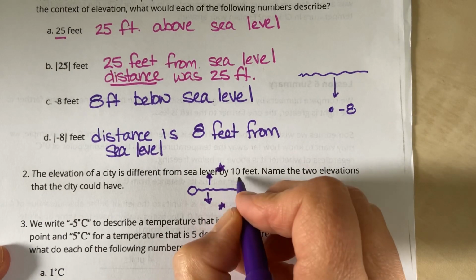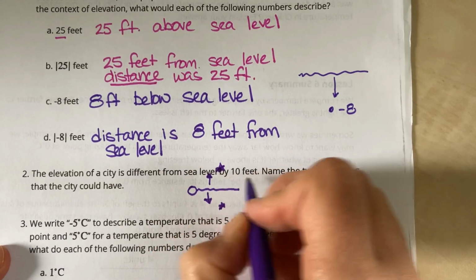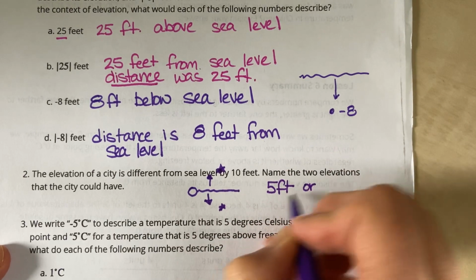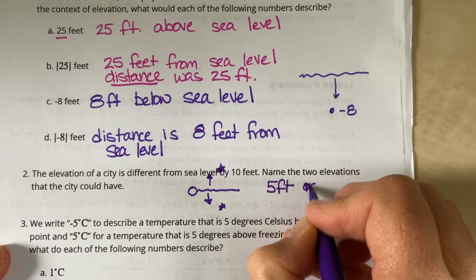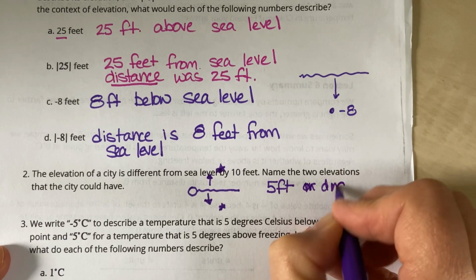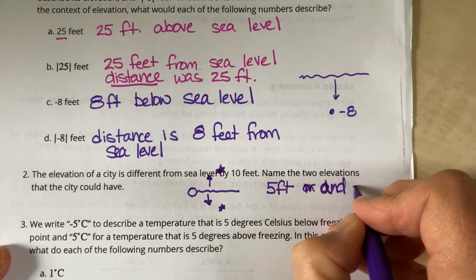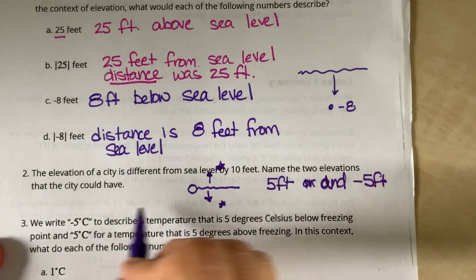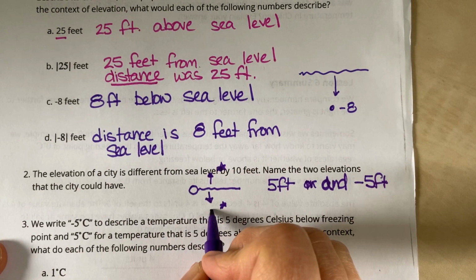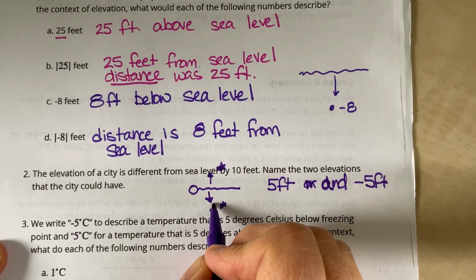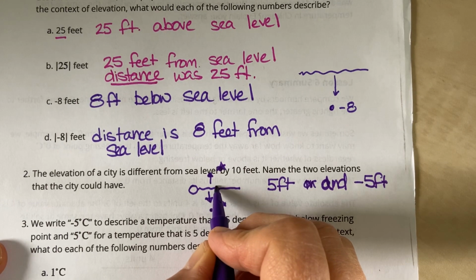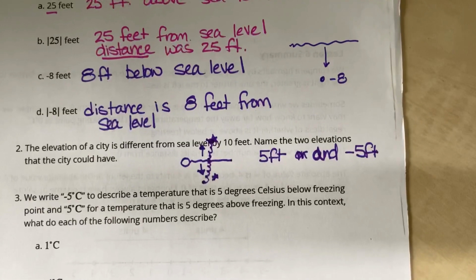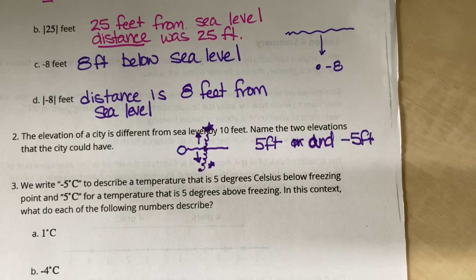So I'm going to just divide it by 2. So I would say this could be 5 feet, and, A-N-D, negative 5 feet. Okay? Because if I was at negative 5 feet, I'd go negative 4. That's 1, 2, 3, 4, 5, 6, 7, 8, 9, 10. Okay, the distance is 10. Alrighty?